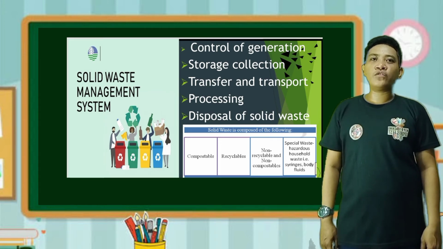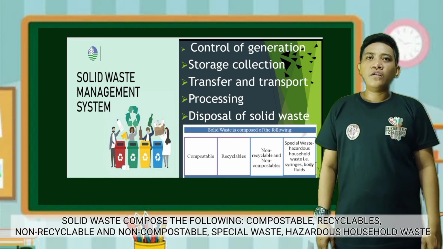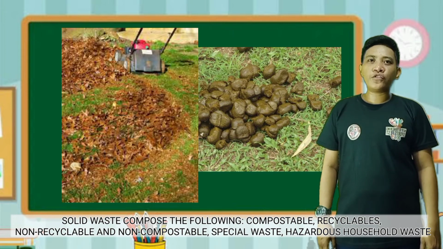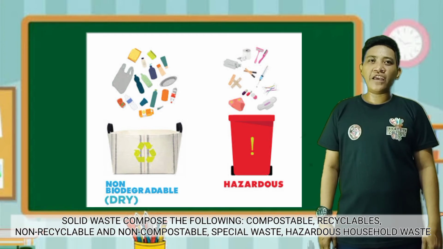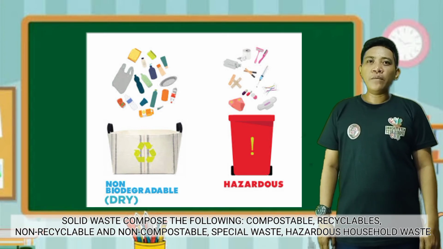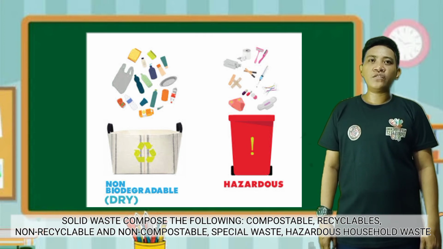Solid waste is composed of the following. Number 1 is compostable. Number 2 is recyclables. Number 3, non-recyclable and non-compostable. Number 4 is special waste, hazardous household waste.